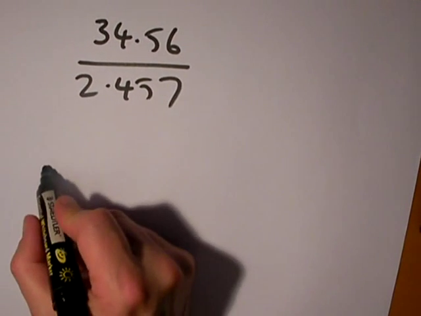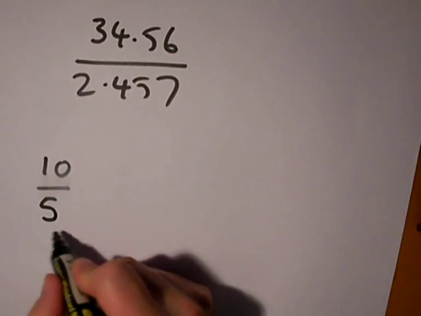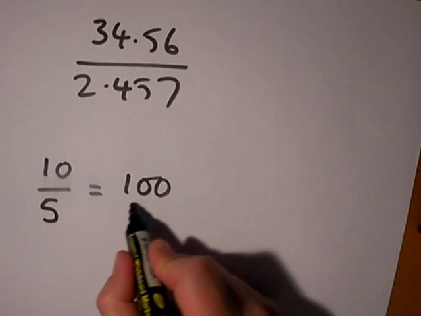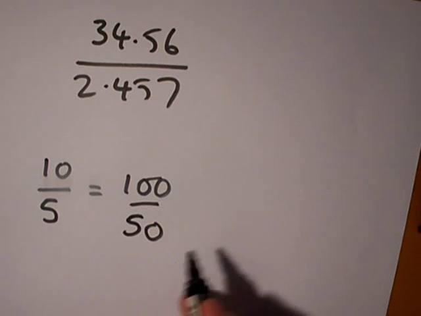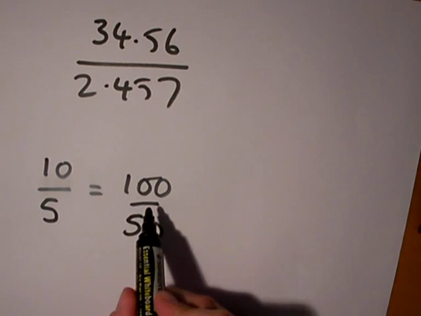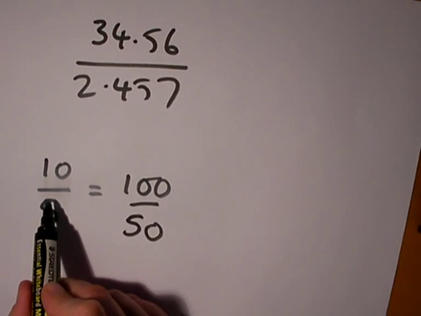For example, we can all see that 10 divided by 5 is exactly the same as 100 divided by 50. I've made it 10 times bigger in both cases. The answer to this is exactly the same as the answer to this.